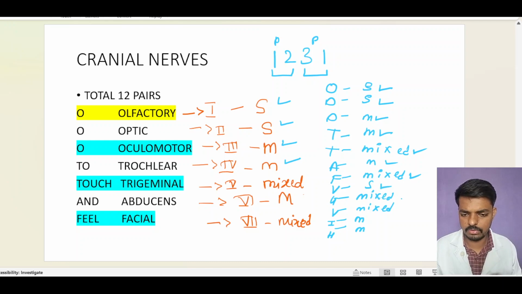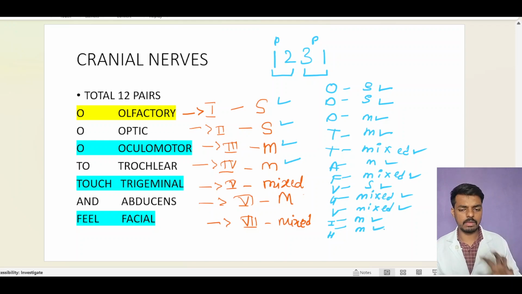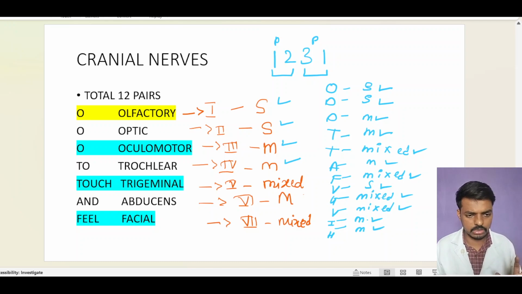vestibulocochlear is a sensory nerve, and our very important glossopharyngeal nerve is a mixed nerve, and vagus is a mixed nerve. Spinal accessory is a motor nerve. Yes, very good. And last, hypoglossal nerve is a motor nerve. These are the 12 pairs of the cranial nerves.